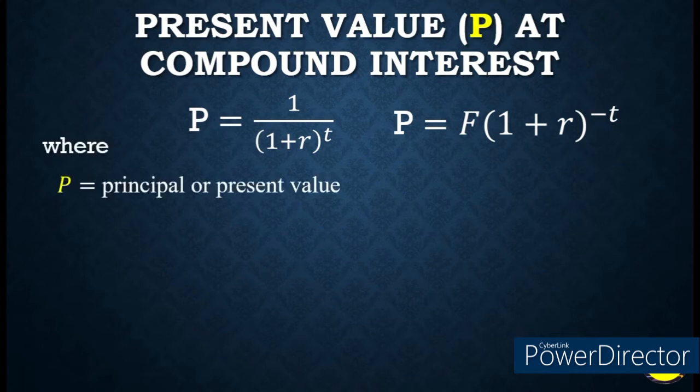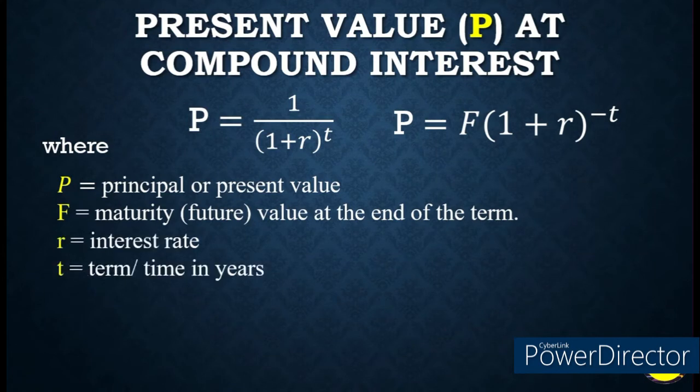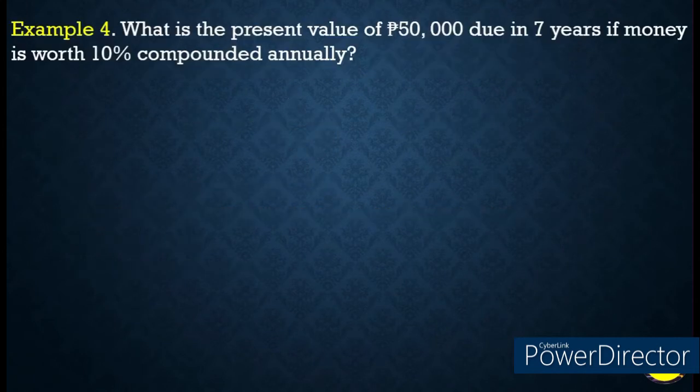Alright, so where P is the principal amount or the present value, F is the maturity or the future value at the end of the term, R is the interest rate, and T is the term or time in years. So, for example, what is the present value of 50,000 due in 7 years if money is worth 10% compounded annually? So, kitang-kita naman ang hinahanap natin is the present value. So, therefore, ang 50,000 dito is the future value.